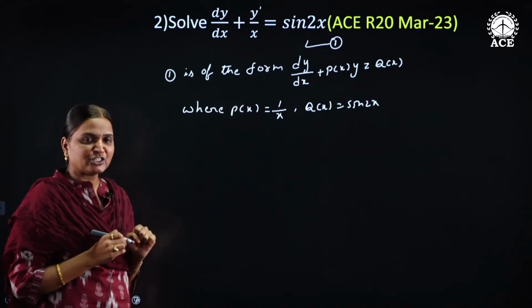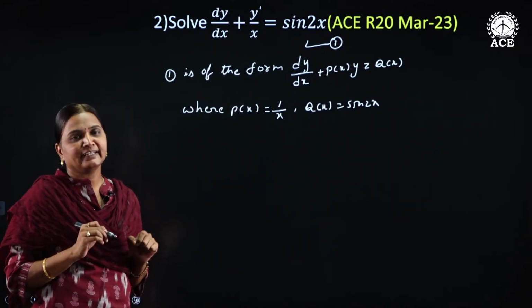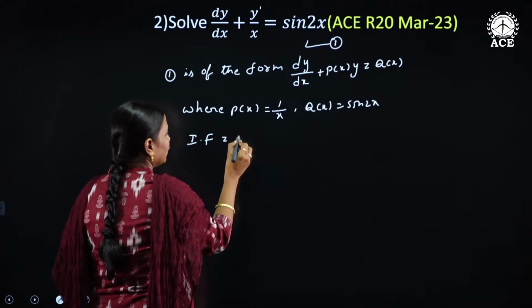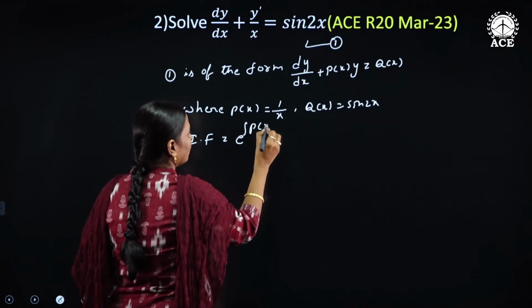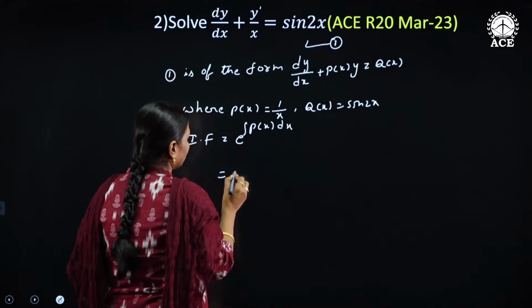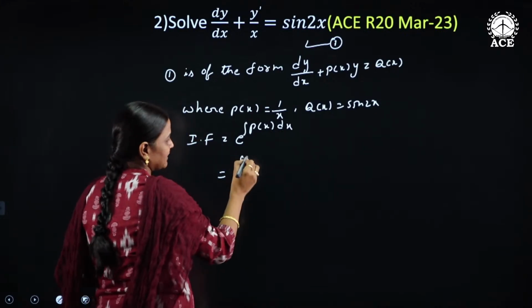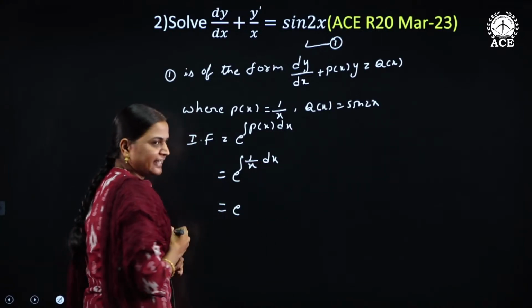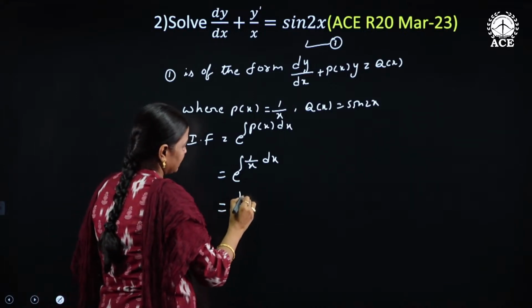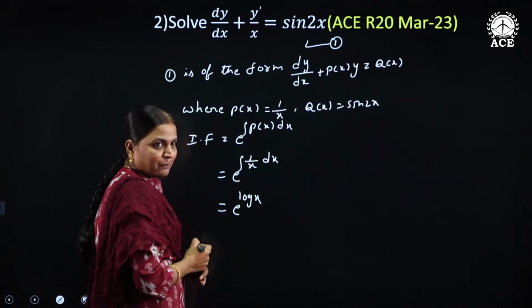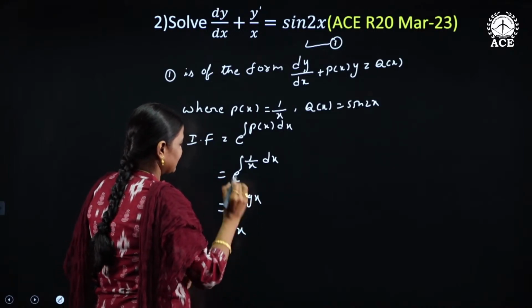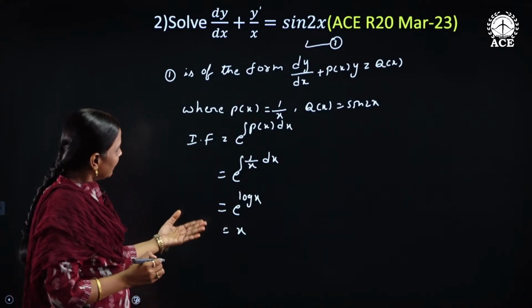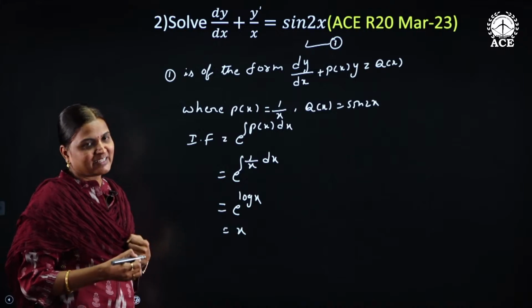Here the nature is a linear differential equation. When it is linear, find the integrating factor. What is the integrating factor here? Integrating factor is equal to e to the power integral p of x dx, which is equal to e power integral of 1 by x dx, which is e to the power, what is the integration of 1 by x? Log x. What is e power log x? That is equal to x only. So our integrating factor is x.